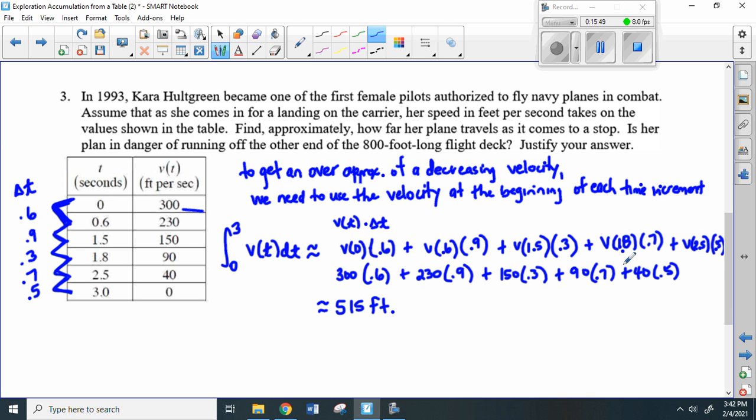And so we actually finished this one in class, and we ended up with approximately 515 feet. So we're saying, and remember, we over approximated, she needs about 515 feet in order to land. So we wanted to know, was her plane in danger of running off the other end? And since the flight deck is 800 feet long, it's more than likely not going to run off the end unless for some reason she doesn't actually touch down within the first 285 feet, okay? So as long as she gives herself 515 feet, she should be good, okay?